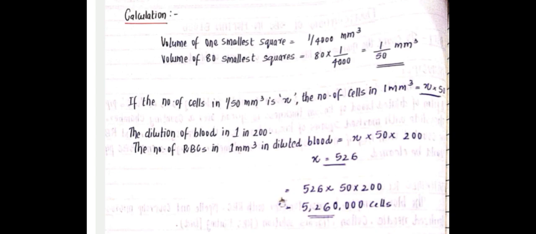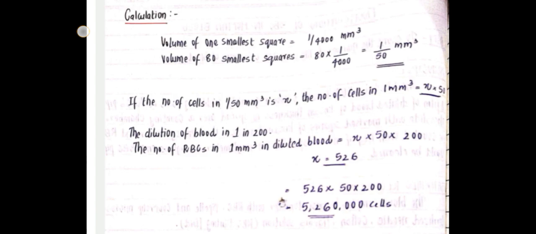The dilution of blood is 1 in 200. The number of RBCs in 1 mm cube in diluted blood is equal to x into 50 into 200. X is found to be 526. So 526 into 50 into 200.